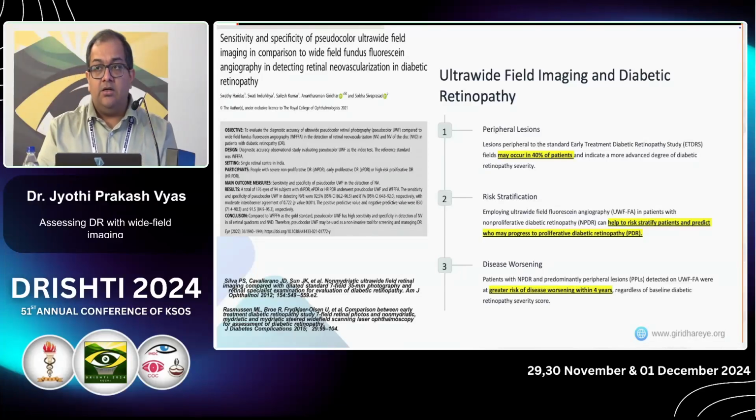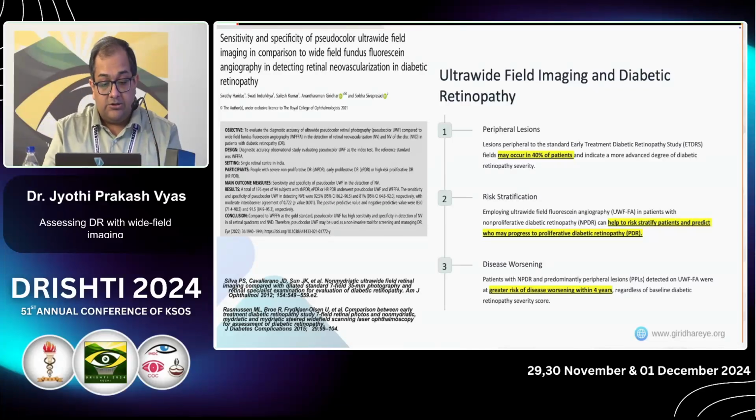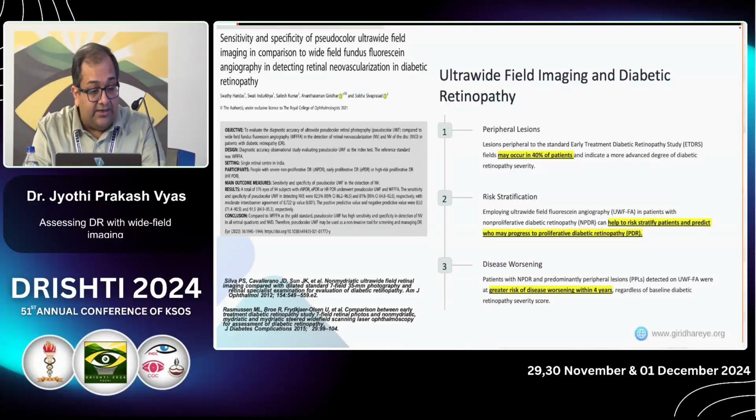According to protocol AA, only ultra-wide field angiography and not ultra-wide field photography was important, but we at our center had a publication in 2021 which showed that pseudo-color ultra-wide field photography, not fluorescein angiography, also had a reasonably high sensitivity and specificity to detect retinal neovascularization elsewhere and at the disc also.